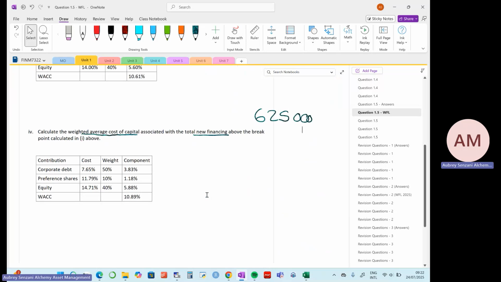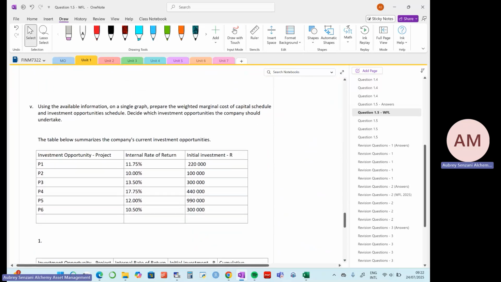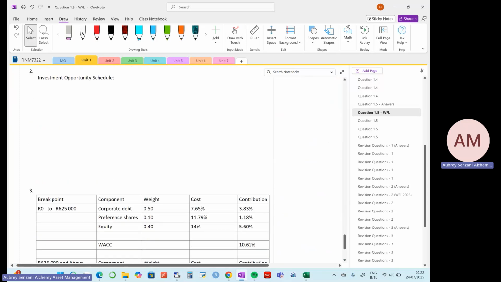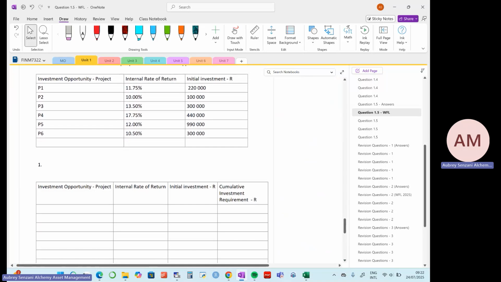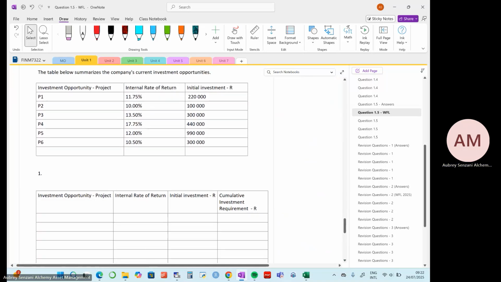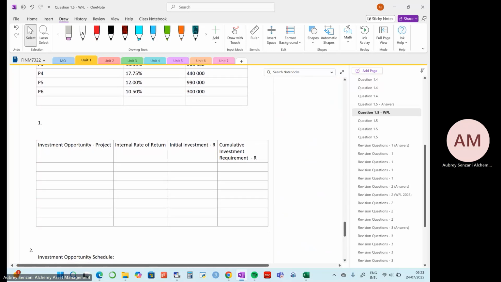Okay, so we have those two. Then here we move on to the last. Is this the last part? Yes, it's the last part. I've just broken it down. So here we can now draw your weighted marginal cost of capital, because now we have the two. Does that make sense?